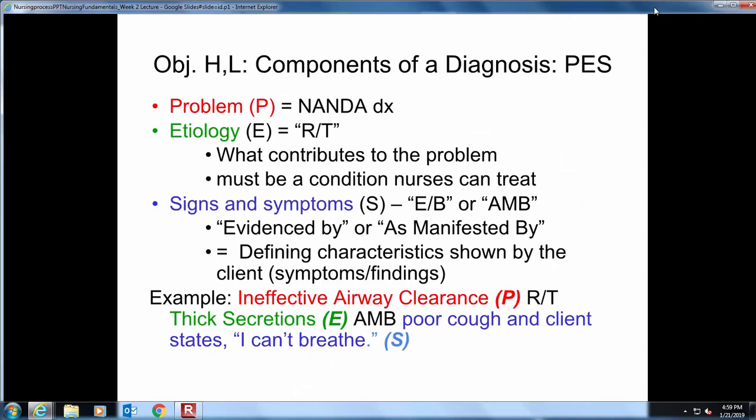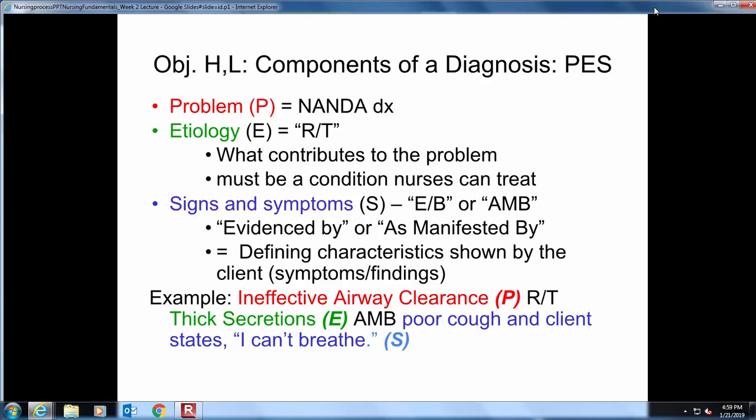This slide breaks down the actual components of a nursing diagnosis. We'll discuss this more in class also. So the problem is the patient's NANDA diagnosis. The etiology is what contributes to the problem and must be treatable by nursing. Signs and symptoms are the defining characteristics of the problem, not the etiology.